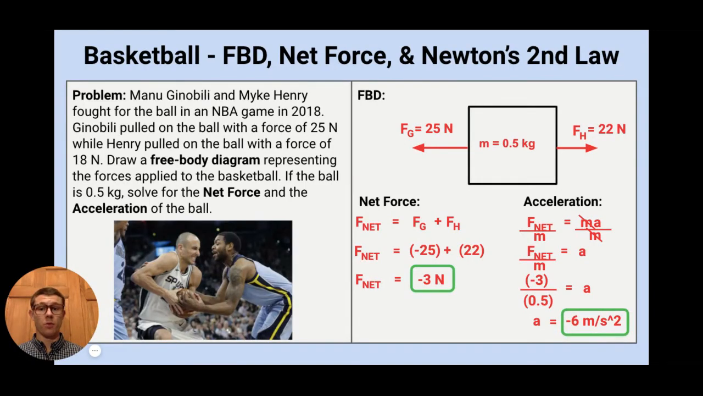So in this problem, we drew a free body diagram, which represented all the forces acting on the ball. We then figured out what the net force on the ball was between the two forces, and then we were able to solve for the acceleration of the ball using Newton's second law, which is force equals mass times acceleration.